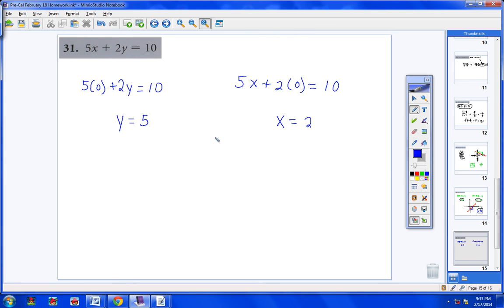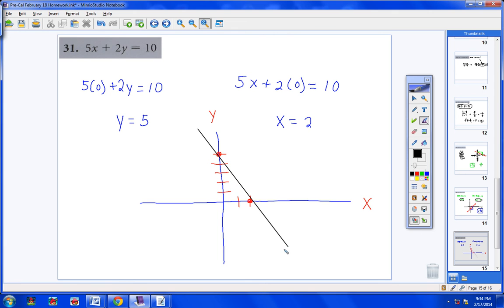And so now that I know those 2 intercepts, I can very quickly go to the x-axis and put a point at 2, and go to the y-axis and put a point at 5, and then draw my line. All right, and let's see if we can do that. There we go. All right, not perfect, but good enough. Now, let's go ahead and draw a right triangle, and let's find the slope.